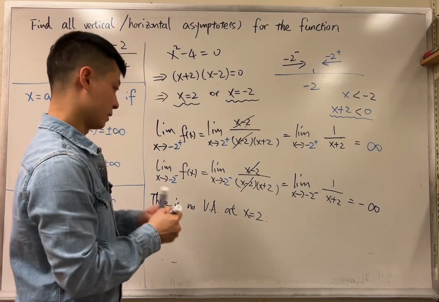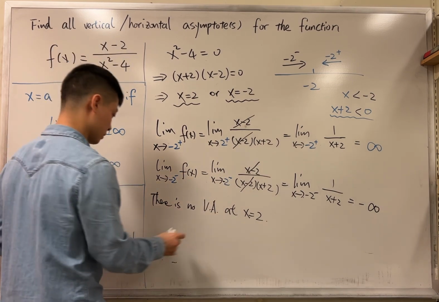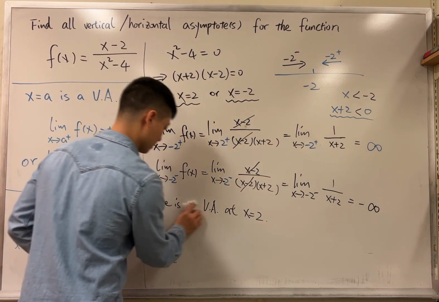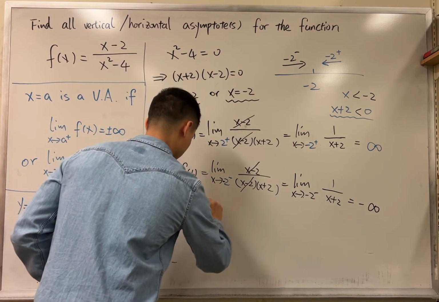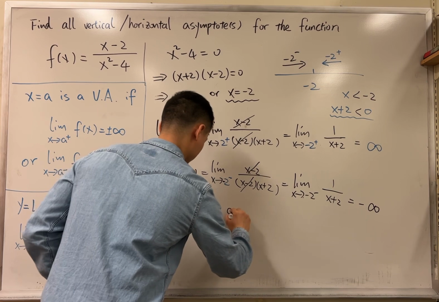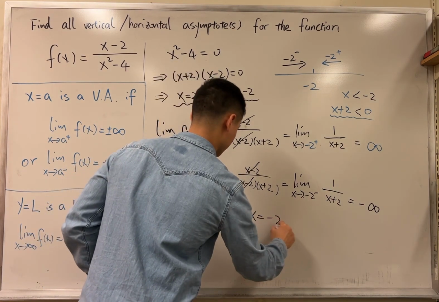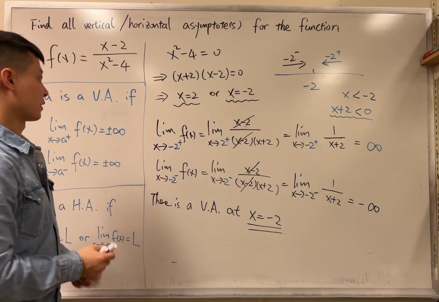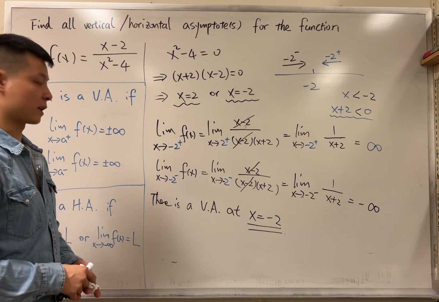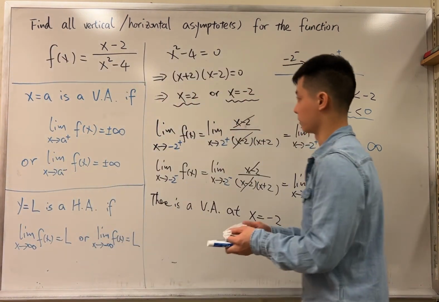Okay, so after that, because you satisfy what it says in the condition, in the definition, there is a VA at x equal to negative 2. Okay, so that is how we find vertical asymptotes. Now let's take a look at how we find the horizontal asymptotes.